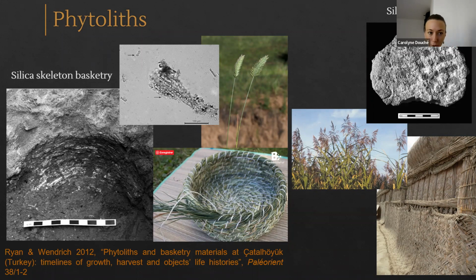And on the same site, at Çatalhöyük, they also observed traces of phytoliths on the floor, and they represent traces of mats that refer to reed mats, which are still widely in use, as you can see in the bottom right picture. So it can be used in various ways on the floor, but also in the architecture.